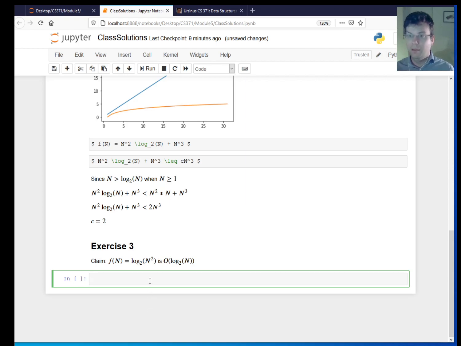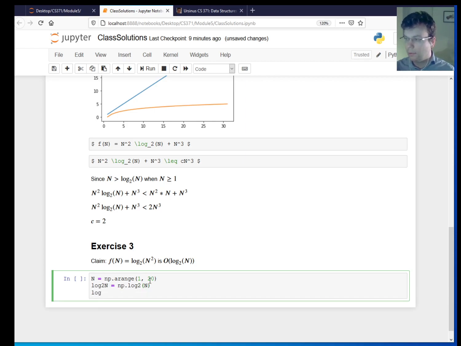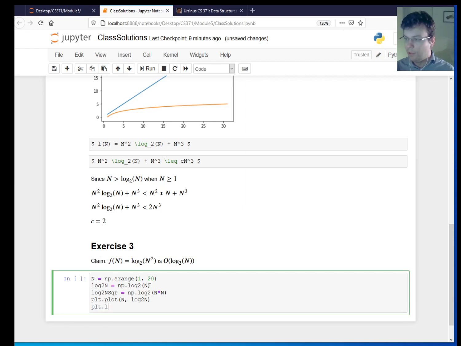So let me actually plot this to give you an idea. I'll say n is equal to np.arange, and I'll go from 1 to 100. No, that's growing too slowly. I guess I'll go 1 to 20. Okay, so let me say log2n is equal to np.log2 of n, and I'll say log2n squared is equal to np.log base 2 of n times n. Then plot n against log2n, and n against log2n squared.